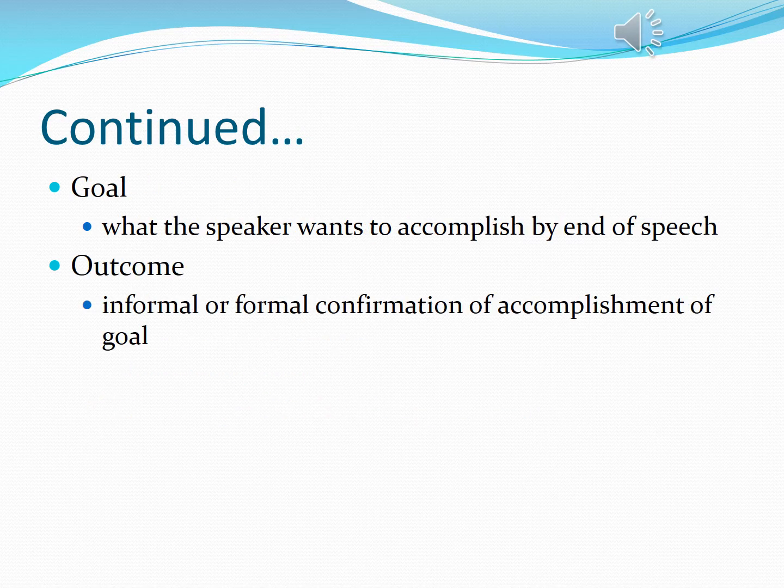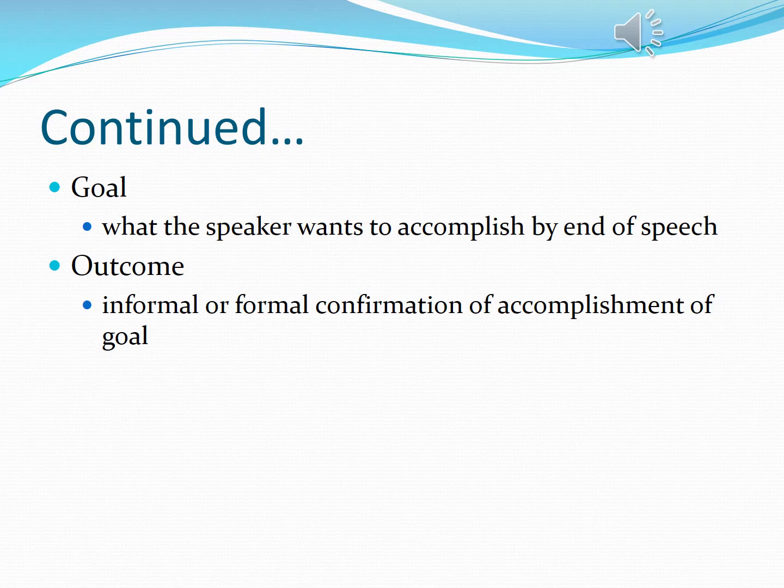Then we have in communication a goal. A goal is what you hope to accomplish by the end of the speech or the conversation, whatever it is. And goals can be formal or informal. A lot of times our goals, they're mental. We don't really have an established outcome that we can measure. So outcome is the next term there: the formal or informal confirmation of accomplishment of a goal.